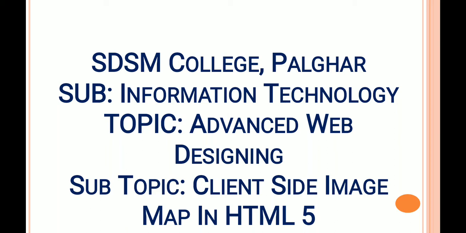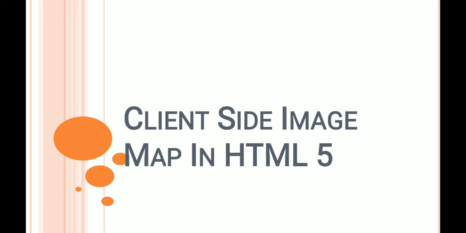Hello, good morning students. Now we are going to learn another concept, which is the client-side image map in HTML5. As we already learned, with an image map we can create multiple hyperlinks on a single image. We already know that there are two types of image map, client side and server side. The client-side image map executes on the client machine, whereas the server-side image map executes on the server machine.